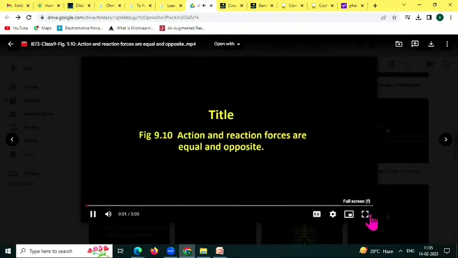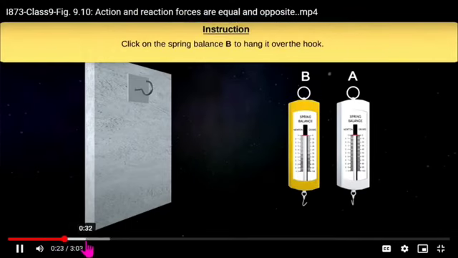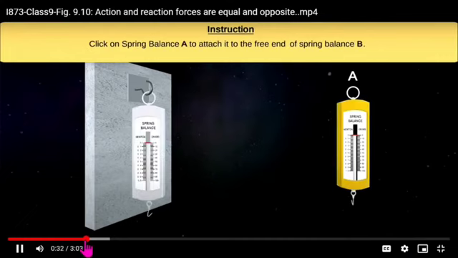Figure 9.10. Using a combination of the two spring balances. Click on the spring balance B to hang it over the hook. The free end of spring balance B. I am moving it fast so that we can observe many other also.